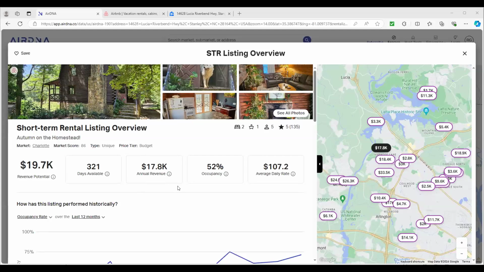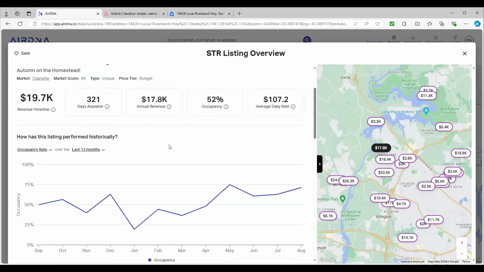and I want to make sure you guys are seeing this other pop-up window. I'm not 100% sure on the share screen, but you should be now looking at a STR listing overview of that 1-2 bedroom I just clicked on that's got 135 reviews. That's at 19,000 revenue. So just put a yes in the Q&A for me. I just want to make sure that you are seeing the same screen on your screen that I'm currently looking at. All right, perfect. Thank you.